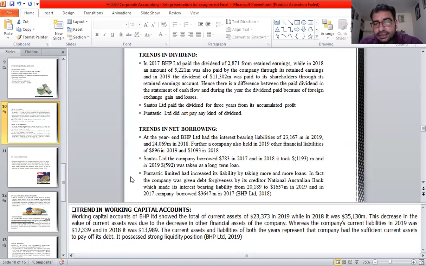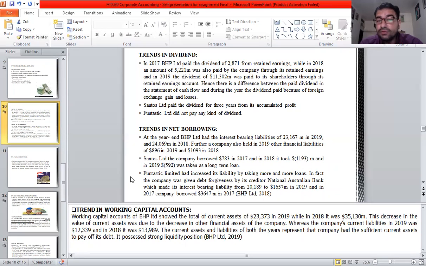Santos Limited borrowed 783 in 2017. In 2018, it took 1,193 million dollars. And in 2019, 592 were taken out as a long-term loan. So Fantastic Limited has increased its liability by taking more and more loans.